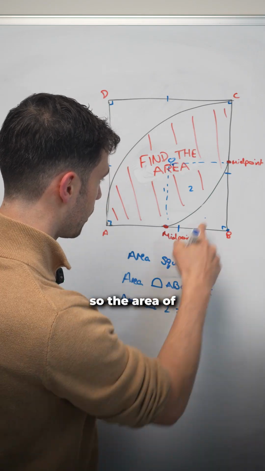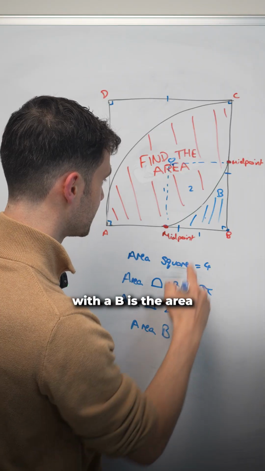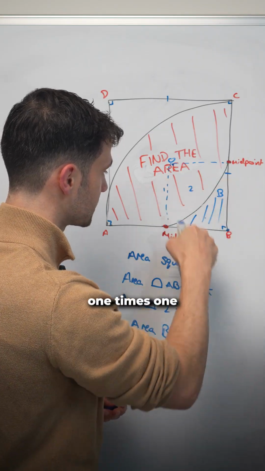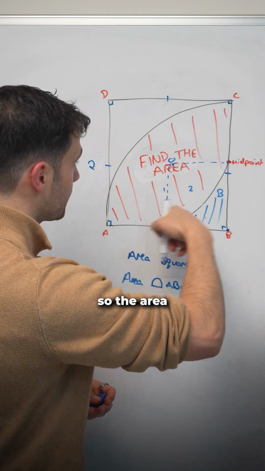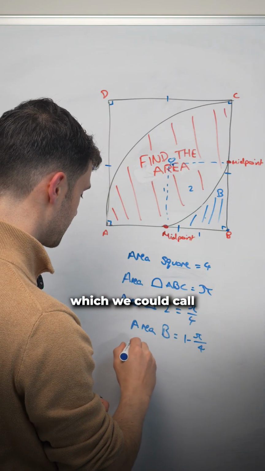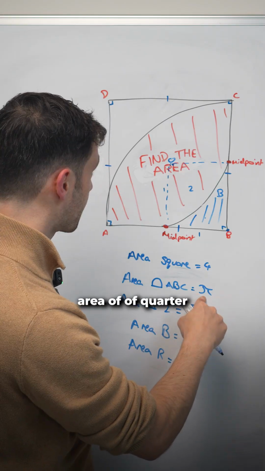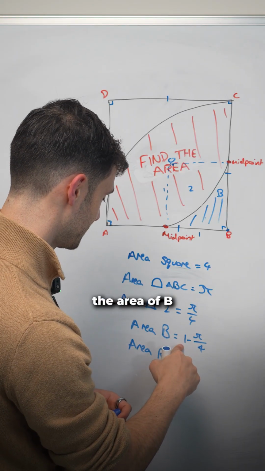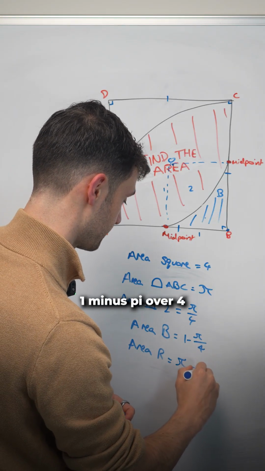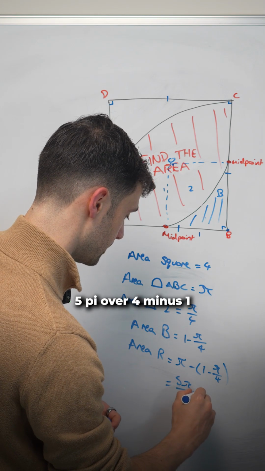So the area of our blue area here, which we'll label with a B, is the area of this square, which is 1 times 1, so the area is 1, minus pi over 4. So the red area, which we could call area R, that we're looking for, is the area of quarter circle ABC, pi, minus the area of B, which is 1 minus pi over 4, which will simplify down to 5 pi over 4 minus 1.